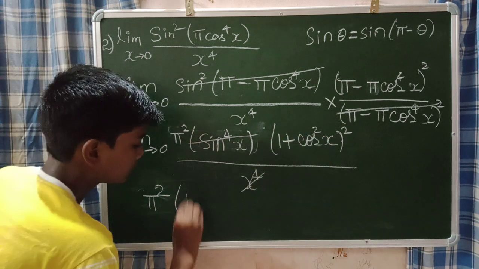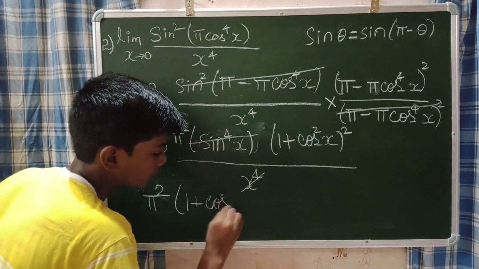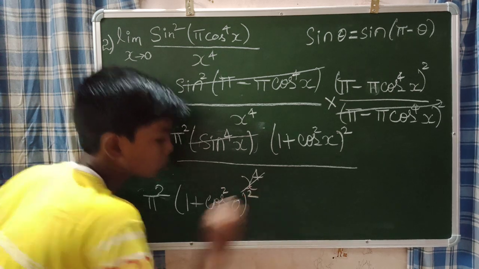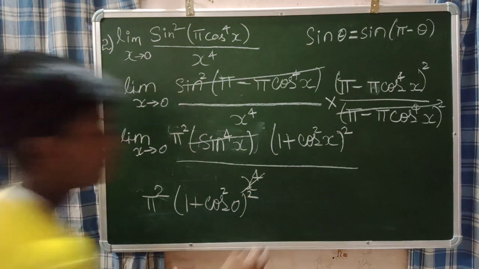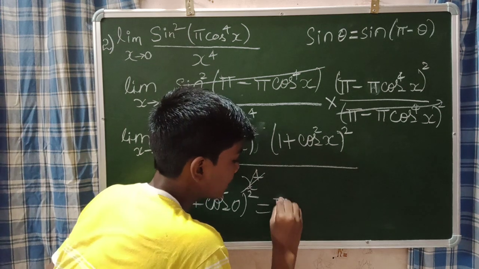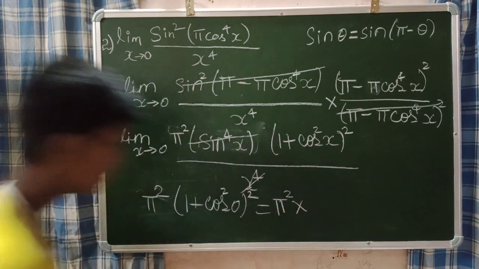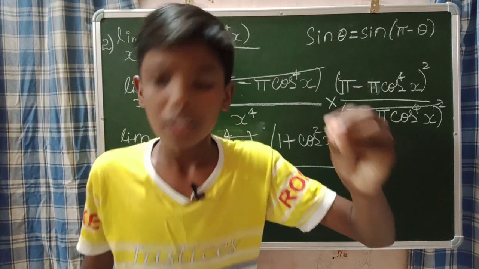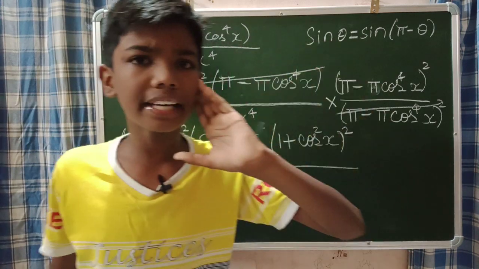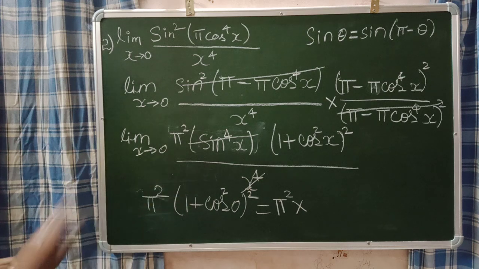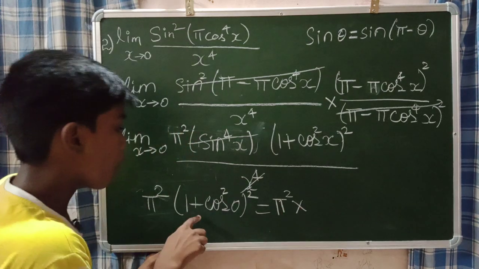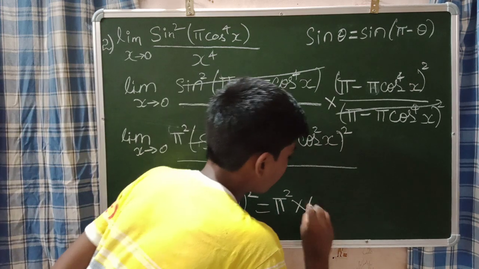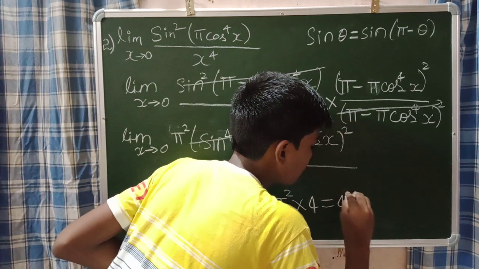When you put it in, what you will be getting is pi square into (1 plus cos square 0) whole square. Now guys, very simple thing. What is cos square 0? Cos 0 is 1 only. So cos square 0 will be 1, so 1 plus 1, whole square, is 2 square. That is 4.